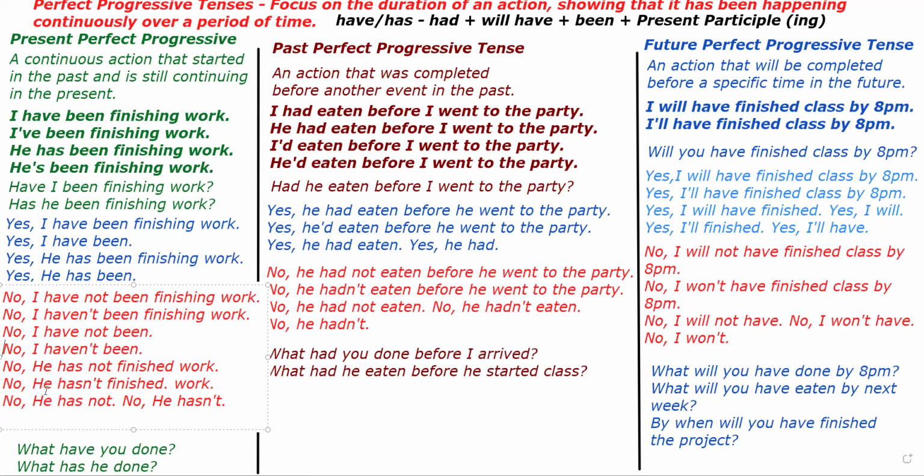No, he has not been finishing work. No, he hasn't been finishing work. No, he hasn't. Oh my gosh, we made a lot of mistakes in this one. Okay, it's all right. So no, he hasn't been finishing work. Or no, he has not been. Or no, he hasn't been.